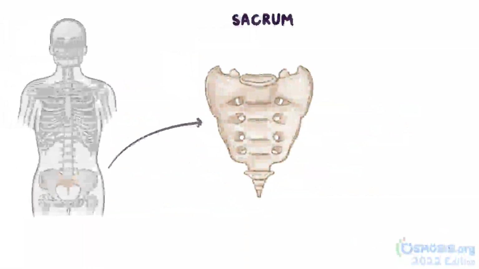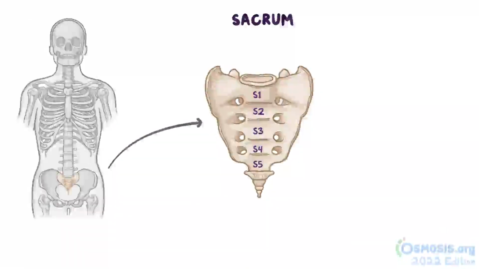Alright, now let's switch gears and talk about the sacrum. The sacrum is a wedge-shaped bone composed of 5 fused sacral vertebrae. The sacrum forms the posterior-superior wall of the pelvic cavity, and it has a superior base and an inferior apex. The base of the sacrum is formed by the superior surface of the S1 vertebra.